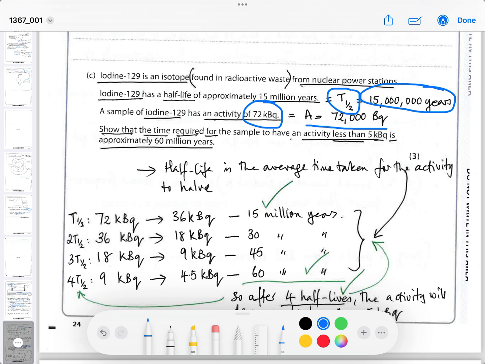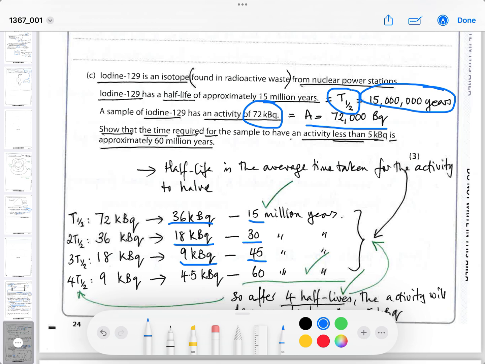So let's see, in 1 half-life, in 15 million years, it will go down to 36. In 30 million years, it will halve again, go down to 18. In 45 million years, it will go down to 9.